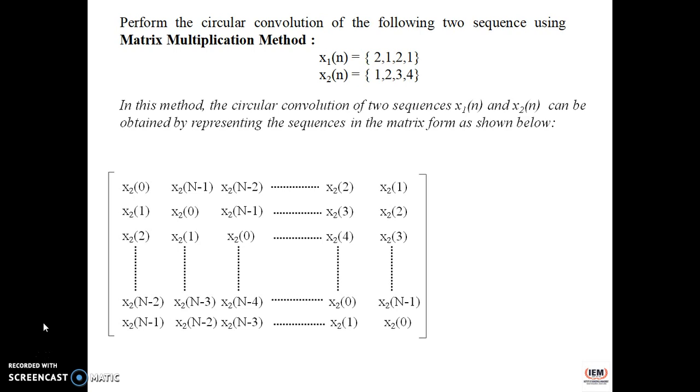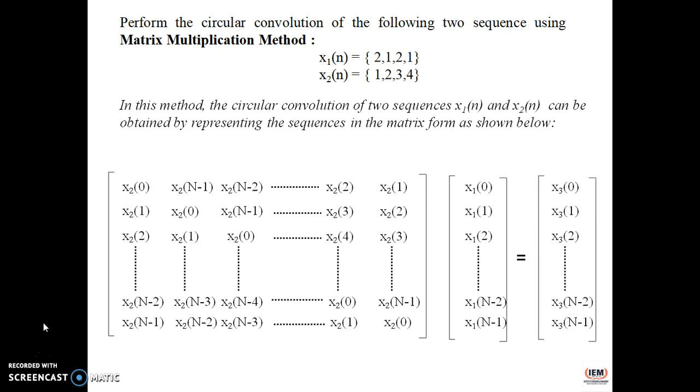For the first sequence we directly write in one column like x10, x11, x12 up to x1 capital N minus 2 and x1 capital N minus 1. Again N equals 4. Then the size of the matrix is 4 cross 1, that is x10, x11, x12 and x13.